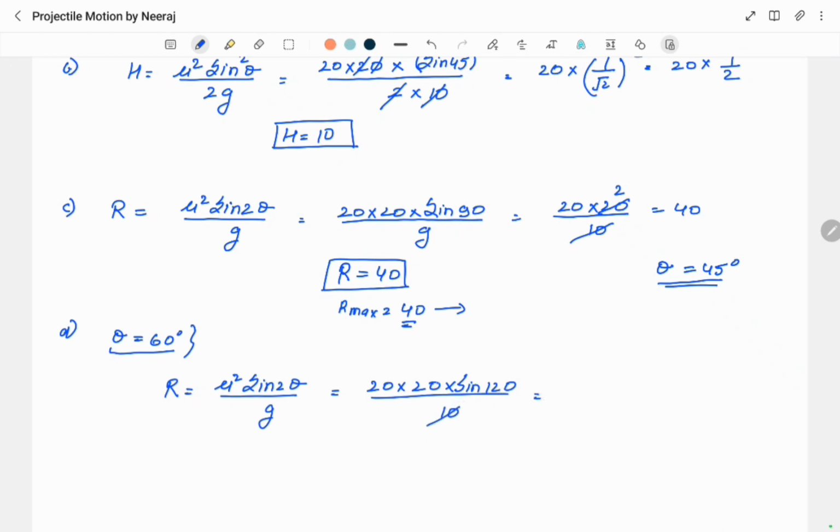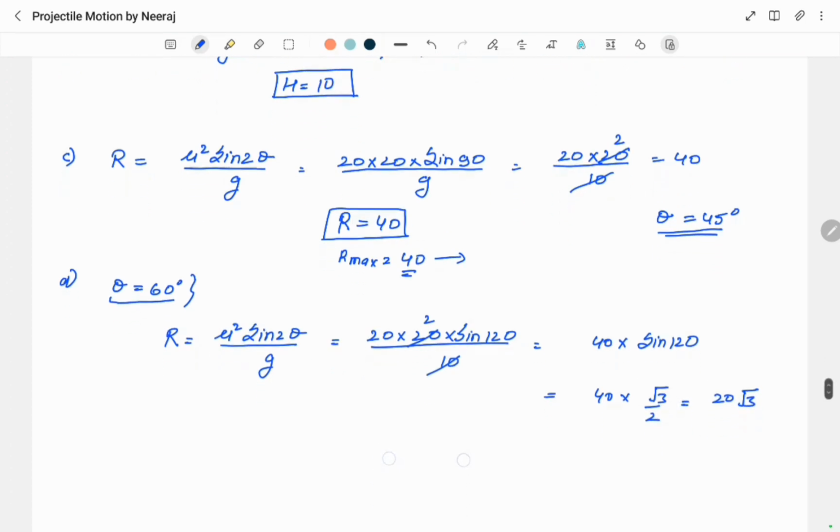Okay. What you will get? This is going to be 2, then you will get 40 multiplied by sine 120. Now solve it. It's going to be 40 multiplied by sine 120, root 3 divided by 2, which will equal 20 multiplied by root 3. It means the range for the angle 60 degree is 20 multiplied by root 3.